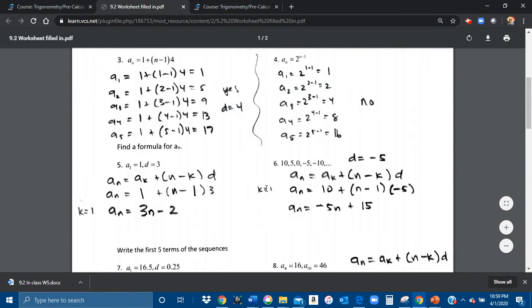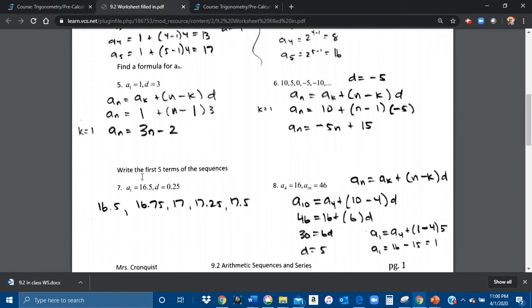For number 6 here, we had an example like this in the slides, but d is equal to negative 5. Again, use that same formula, and I plug in 1 for k, so a sub 1 is 10, and then (n minus 1) times negative 5 is my difference, and I could rewrite that as a sub n is equal to negative 5n plus 15.